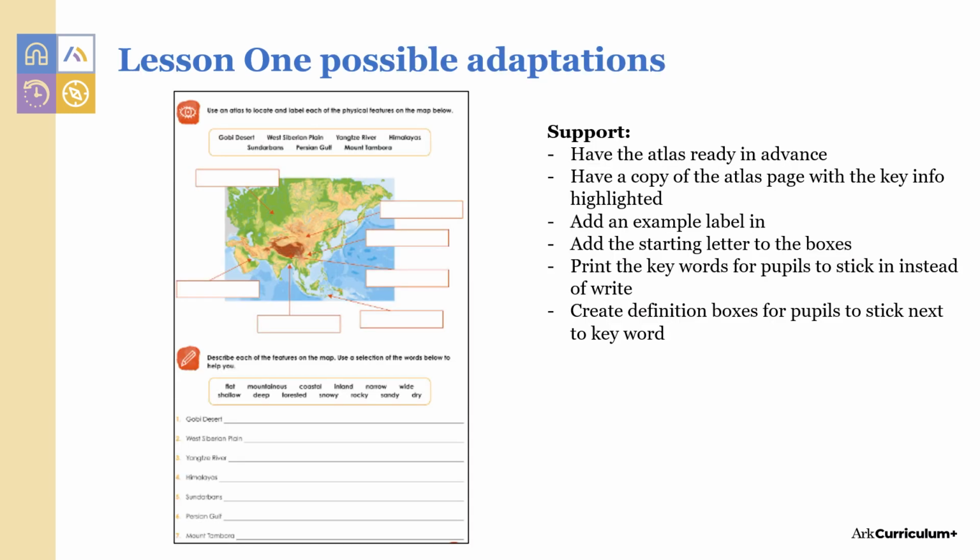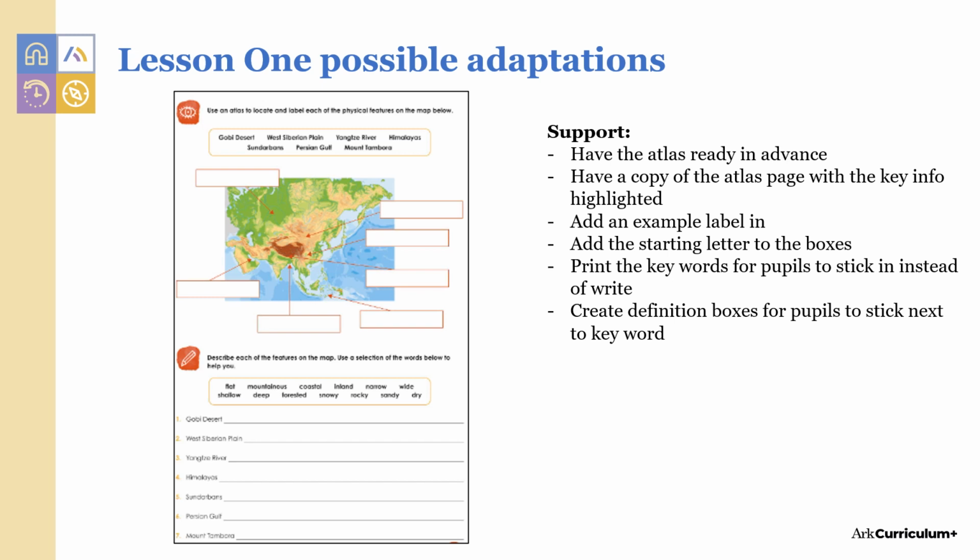I'm going to run through the activities in the workbook from lessons 1 to 10 and give some suggestions on how you may adapt them. You don't have to use my examples or even adapt at all, but these are suggestions for ways in which you could. Support pupils in lesson 1.